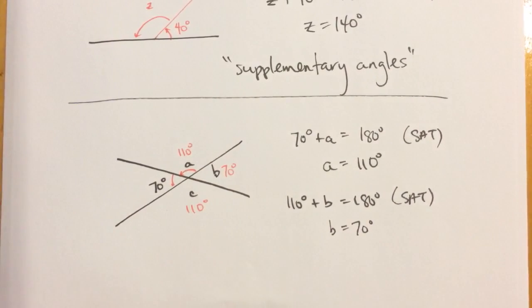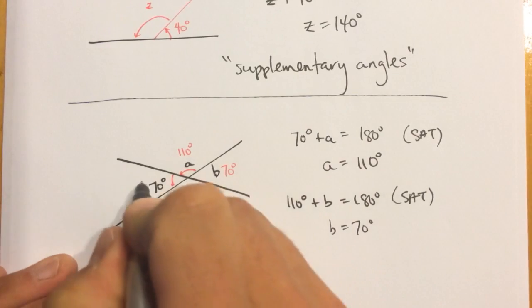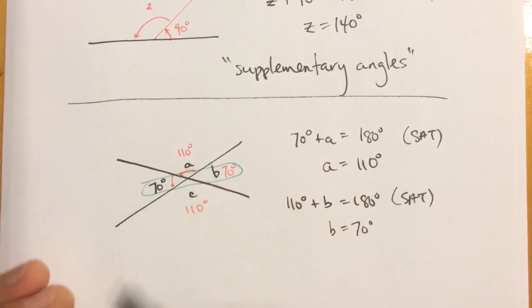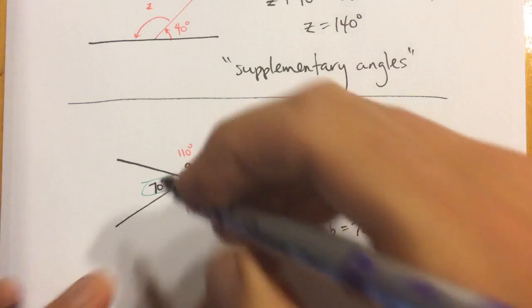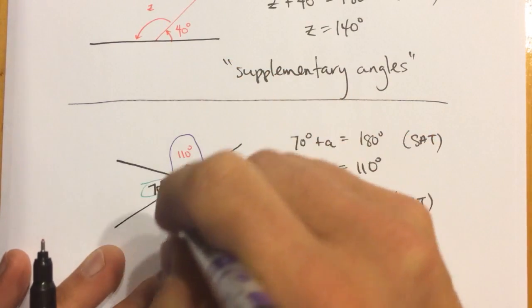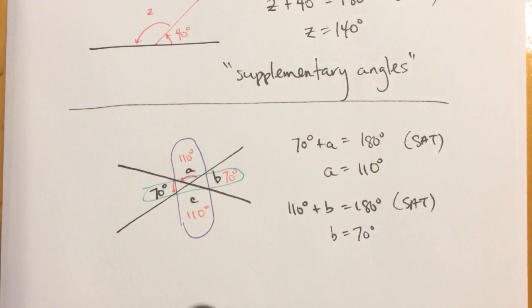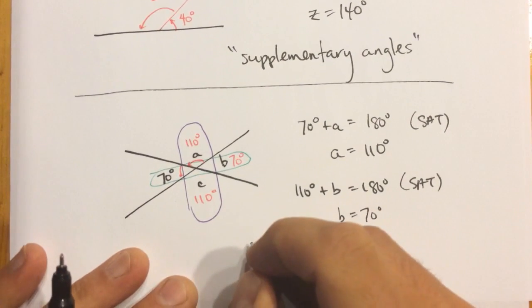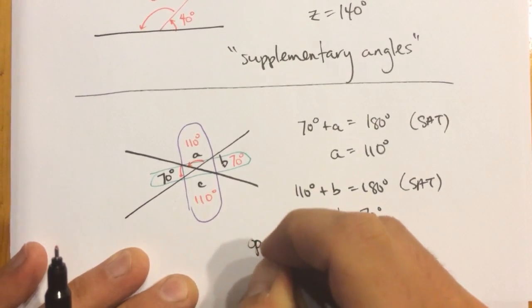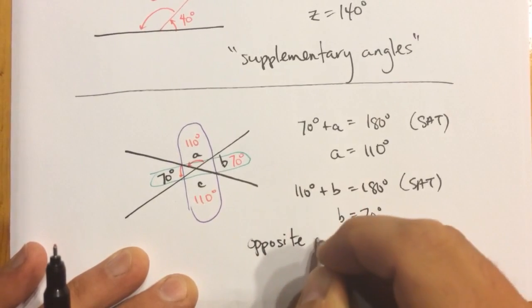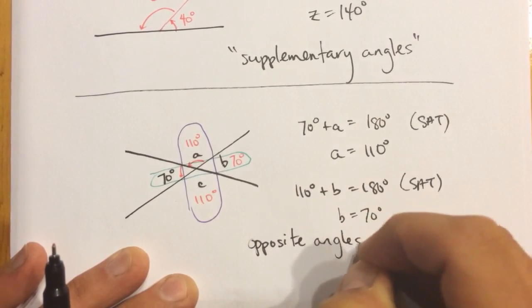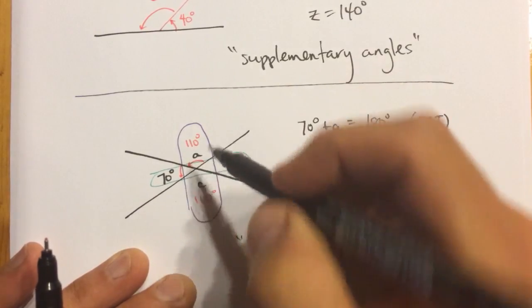And this is the way this always works out. These 2 angles here are going to be the same as each other. And these 2 angles here are going to be the same as each other. So we call these opposite angles. That's the way I learned them and think about them. They're opposite angles because they are sort of across from one another.